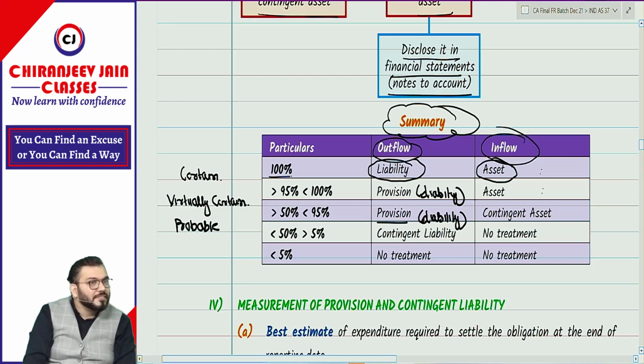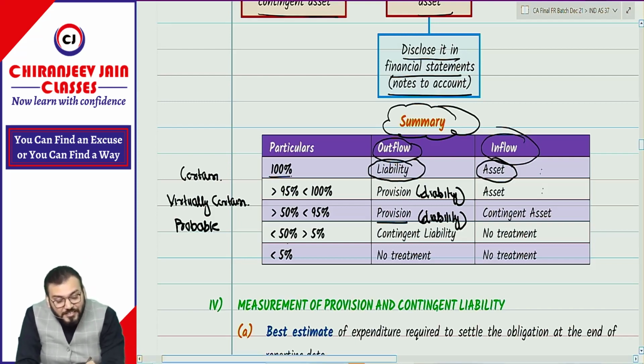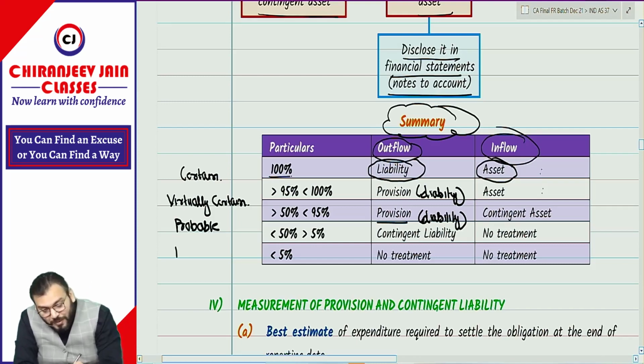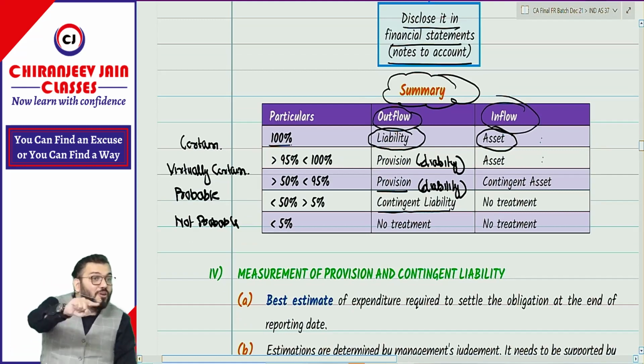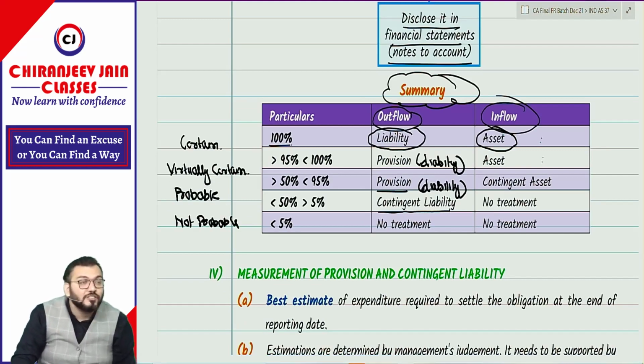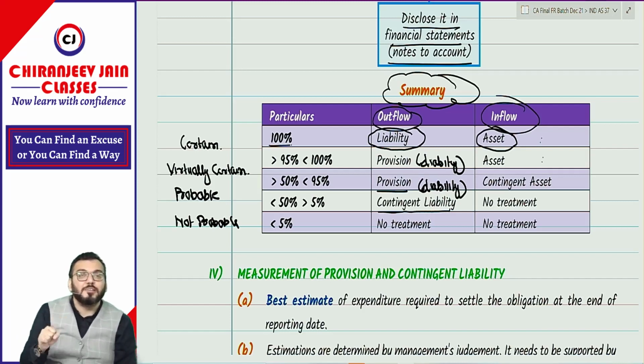Understood? Yes, sir. Then when I am saying less than 50% but more than 5%, it means what? Not probable. It means not probable. And you can see for outflow, we are disclosing it as contingent liability. For inflow, no treatment. We are more strict for inflow. No treatment means no disclosure also required. No disclosure also required. Are you getting? For inflow. For outflow, disclosure required as a contingent liability.